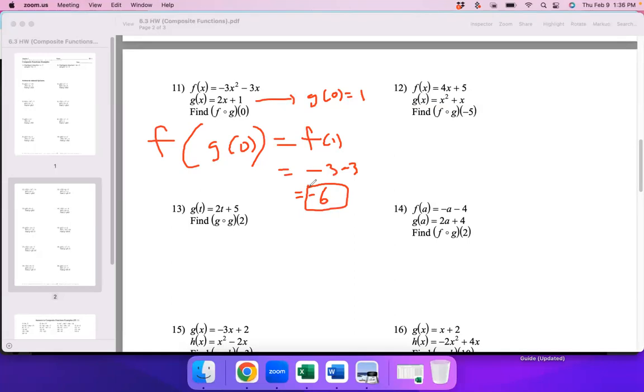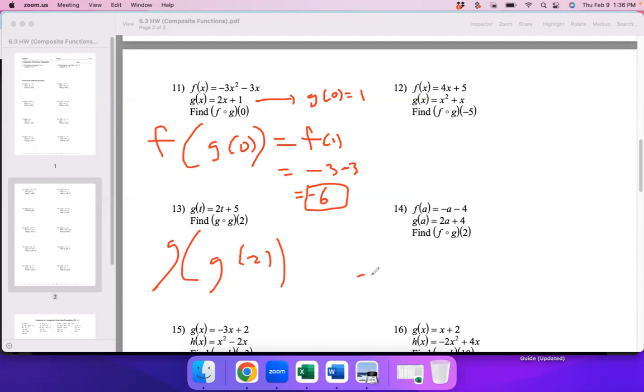Now, 13 is a little weird because 13 has 2 identical functions. So you've got to plug 2 into g, and then where that lands goes into the next one. It's kind of like in middle school, they teach about function machines. You plug something into a function, the output becomes input for the next function. It's kind of the same thing. So this is g of 2, right?